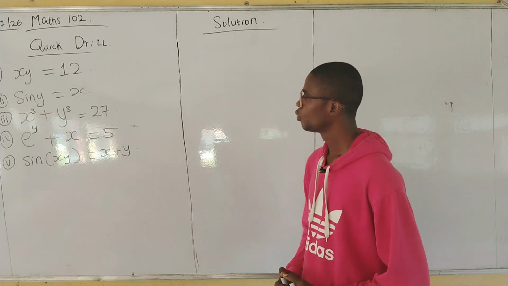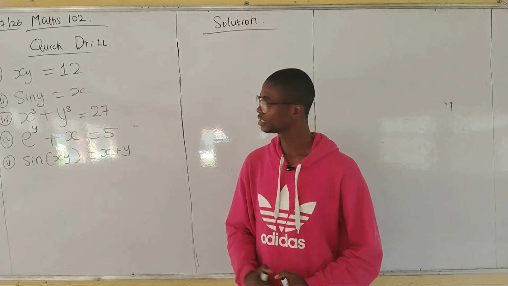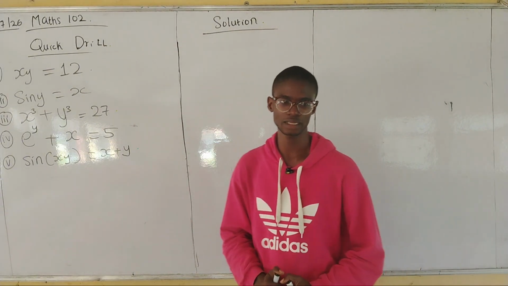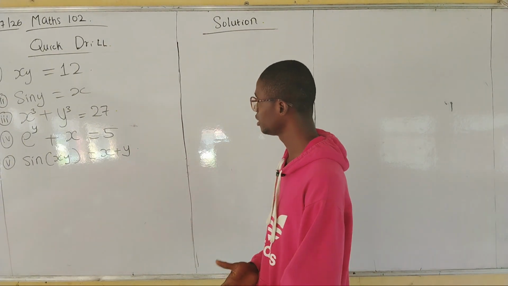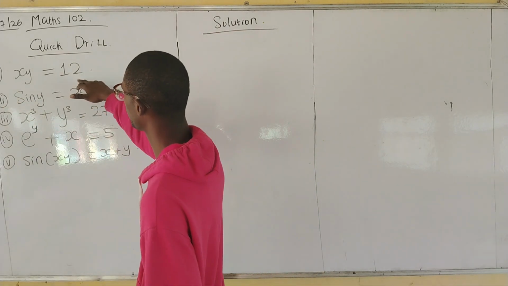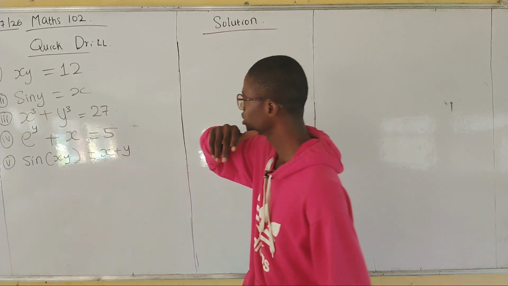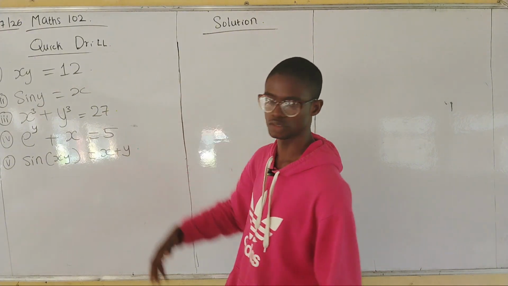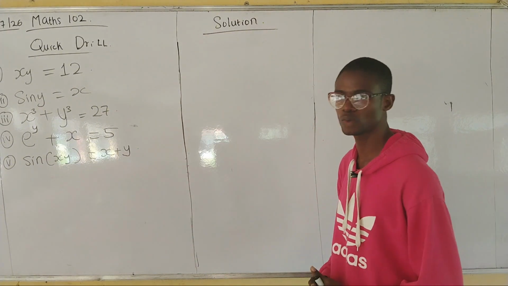So now, we're looking at another drill. I think this is the drill we did in the last class. And this drill is quite simple. So we have xy equals 12 and sin y equals x and the rest of them. So how do we tackle this question?